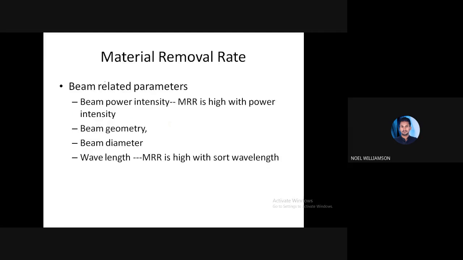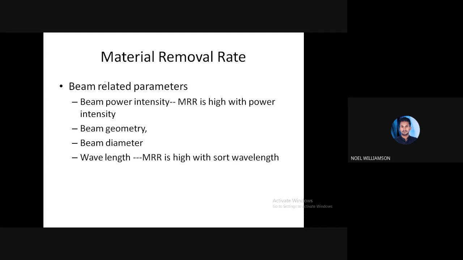First one, regarding the material removal rate, how it is altered. There are many parameters through which the material removal rate can be altered. The first case is the beam related parameters, that is, the parameters related to the laser beam. Then there are some process parameters and also some parameters related to the workpiece material. One by one we will see. First of all, the beam related parameters.